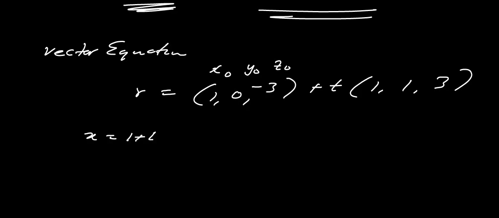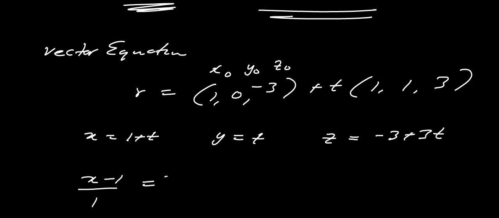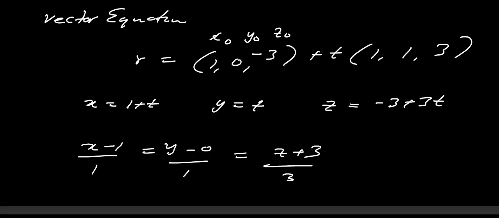Then x is 1 plus t, y is 0 plus t, which just gives us a t there, then we have z, which is equal to -3 plus 3t. Then we can make the symmetric equations: x minus 1 over 1, y minus 0 over 1, then z plus 3 over 3. So we have the symmetric equations, right? This is okay.